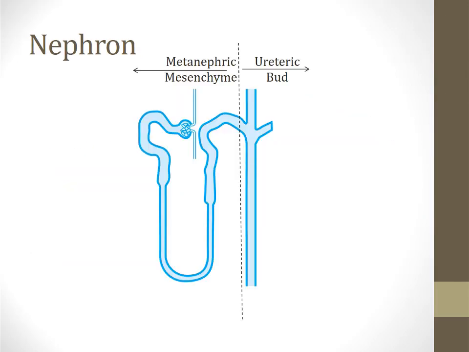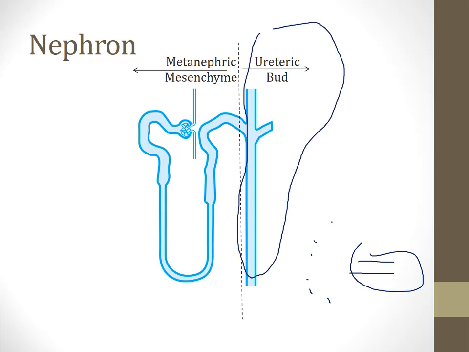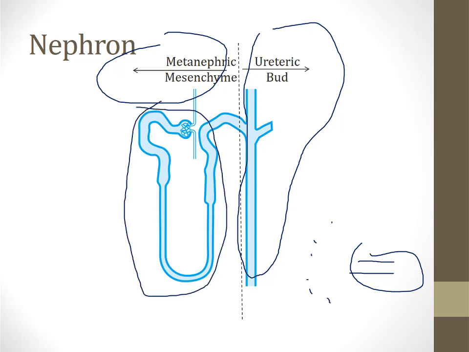So here's a drawing of the nephron, and what you have in utero is a little bud coming off the mesonephric duct. That's called the ureteric bud, and it interacts with all this tissue surrounding it called the metanephric mesenchyme. The ureteric bud will form the collecting duct of the nephron, and it will also form much of the urinary collecting system. The metanephric mesenchyme, the tissue surrounding the ureteric bud, will form the proximal tubule and all the other parts of the nephron other than the collecting duct.